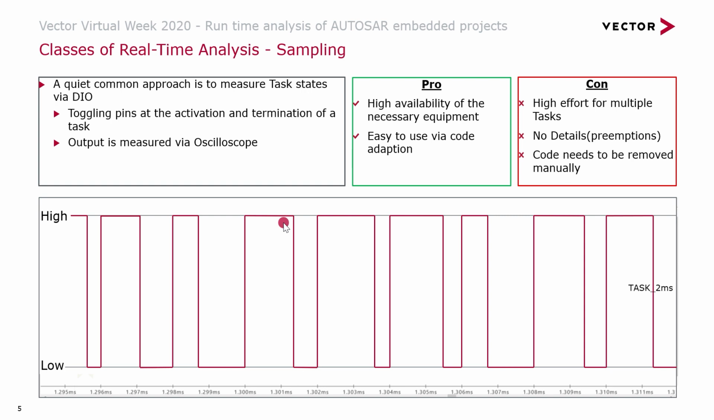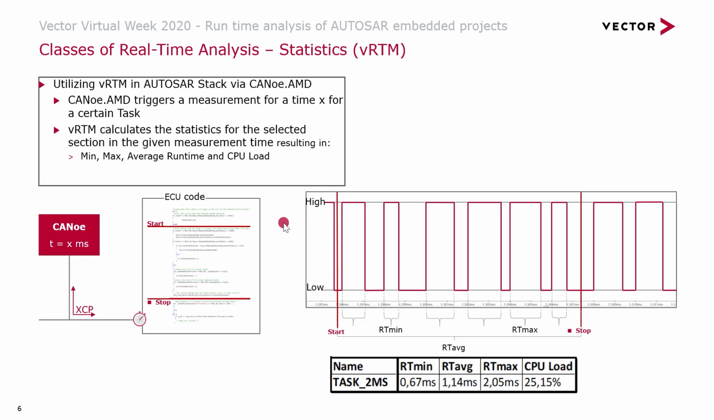The downside is that the options of analysis are quite small. You cannot see any preemptions. You can see no details. You cannot do it for too many tasks. And the code needs to be removed manually. And if I wanted to do this for a large number of tasks to get a detailed image, then it becomes quite elaborate. And at the end, I also have to keep in mind that I remove the instrumentation in the code again. So much on sampling. Now we go to statistics.